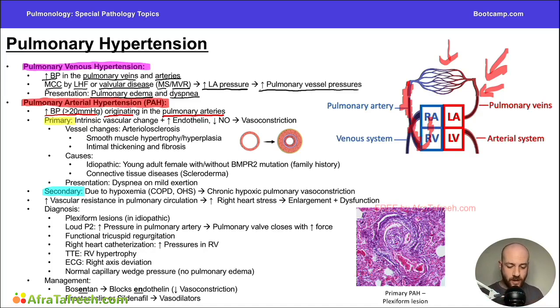The first part is that there's going to be an intrinsic vascular change in the pulmonary artery and arterioles. And this vascular change process that's occurring is called arteriolosclerosis. And what's really happening here is that the smooth muscle in the vasculature is undergoing hypertrophy and hyperplasia. And furthermore, in the intima, we're going to see this kind of onion skin thickening and fibrosis.